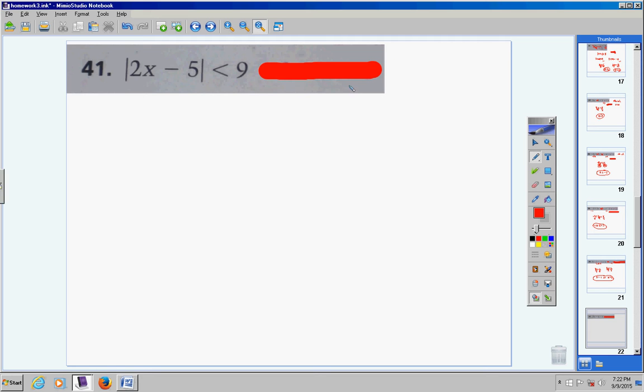So next, we notice our symbol is pointing to the left. Now, never look at what direction. Let me say that again.